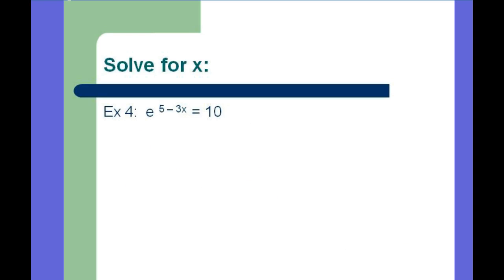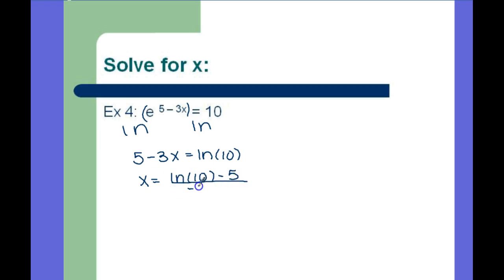Okay. e to the 5 minus 3x equals 10. How do I solve for x? Okay, so you get 5 minus 3x equals the natural log of 10. So now you have to isolate your x, so you subtract your 5, divide by -3. And then use your calculator to get your decimal approximation.